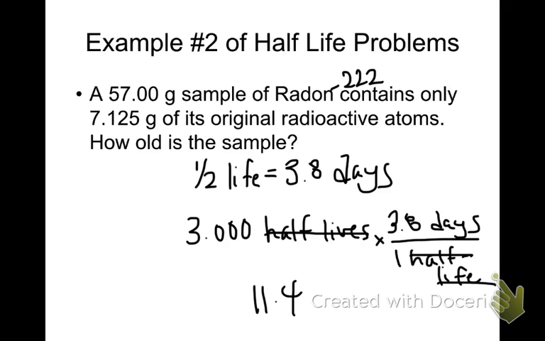And look at our sig figs. I've actually got 4 here and only 2 here. So my answer should only have 2 sig figs. So really, it comes out to be 11.4 days, but rounded to the nearest 2 sig figs, that would be 11 days. So it's 11 days old. So that's how we do it.